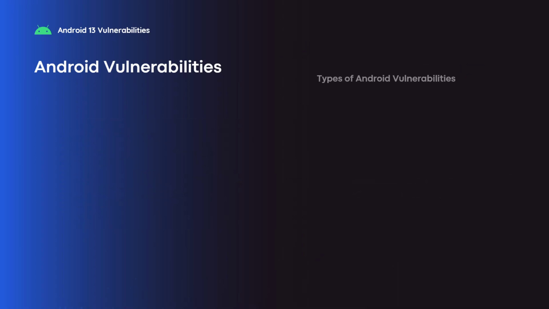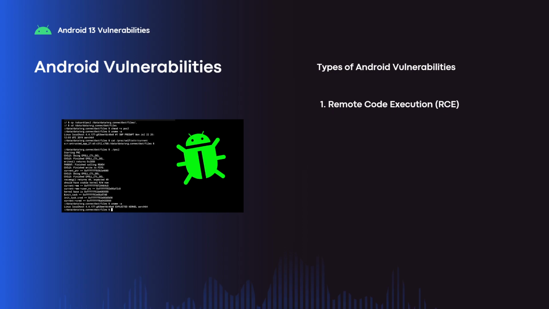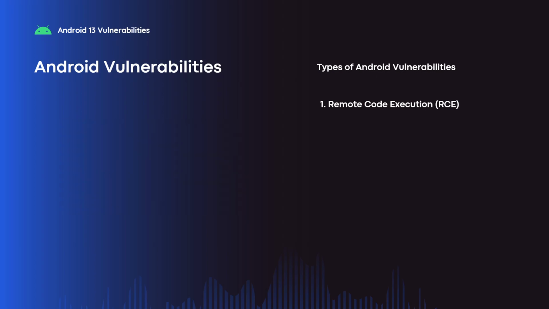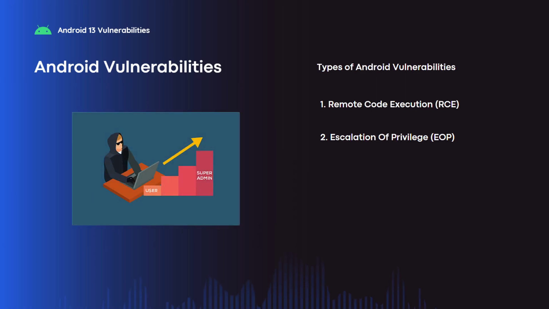They can be categorized into different types, such as remote code execution. This type of vulnerability enables an attacker to execute arbitrary code on a device remotely, without any user interaction. This can lead to the installation of malicious software or the execution of unauthorized commands. Privilege escalation. These vulnerabilities allow an attacker to elevate their privileges on the device, gaining access to sensitive resources or performing actions restricted to higher privileged users.